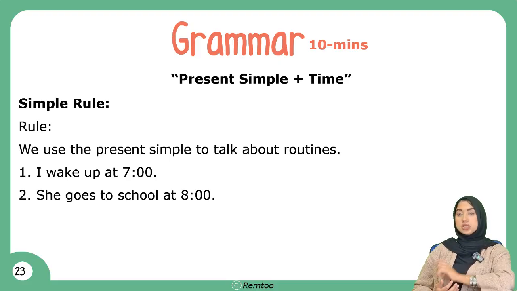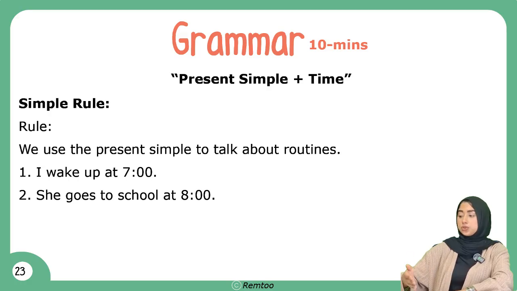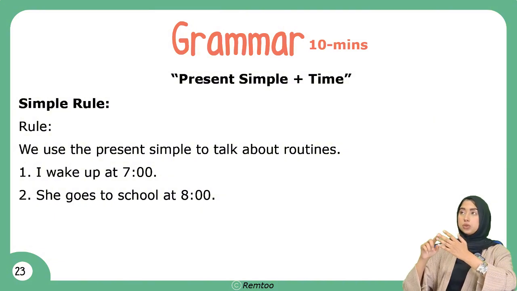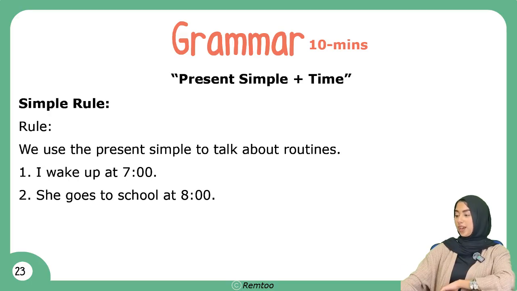And of course, because the subject is I, I didn't add anything with the verb, just the verb as it is. Okay, the second example, she goes to school at 8. This is her routine, that every day she goes to school at 8, right? Yes, exactly. So we added es here because the subject is she. So whenever the subject is he, she, or it, or any singular subject or person, we just add s or es to the verb. Okay, good.